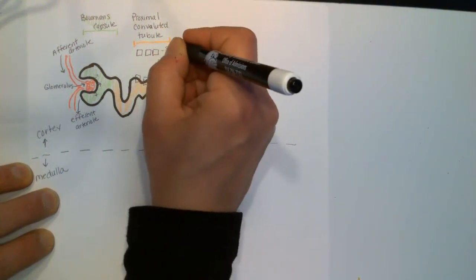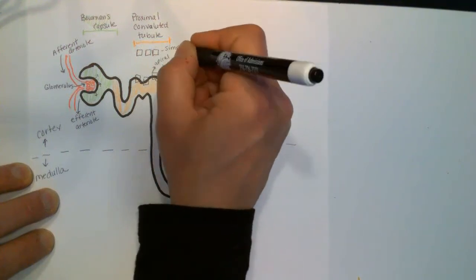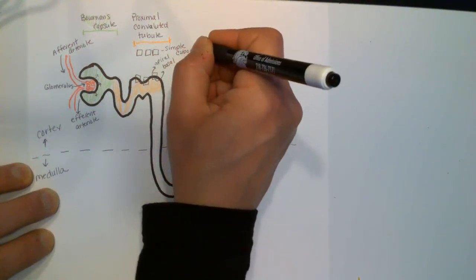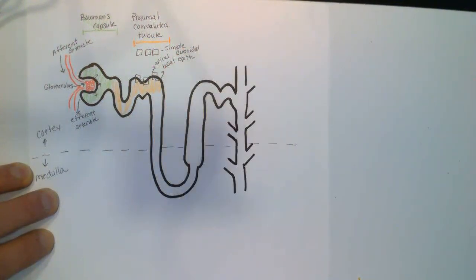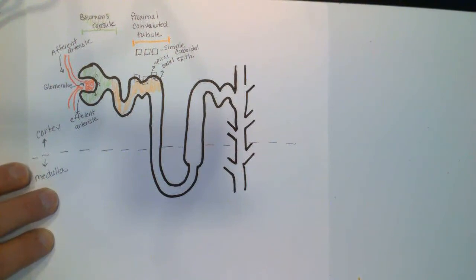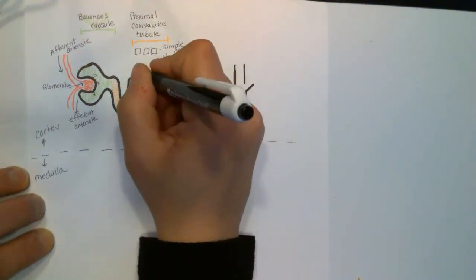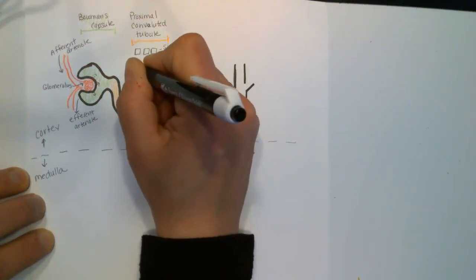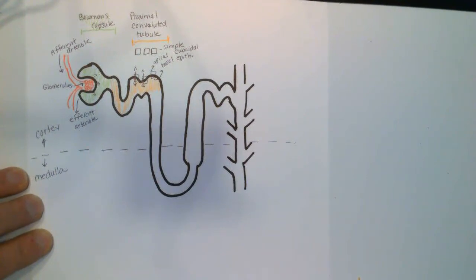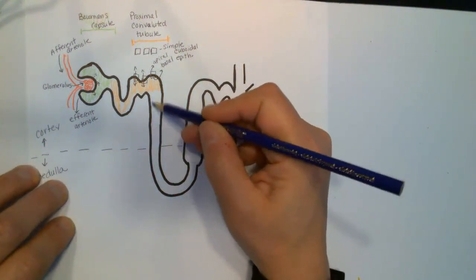So simple cuboidal epithelial tissue. That's what's going to line the proximal convoluted tubules. So things are going to eventually be able to go in and out of these epithelial cells. So it's simple because, again, we only want one layer. If things are coming and going, it provides less for them to go through, and then they'll be shaped as cuboidals. Then we're going to go to the next structure down here, which is this big loop.